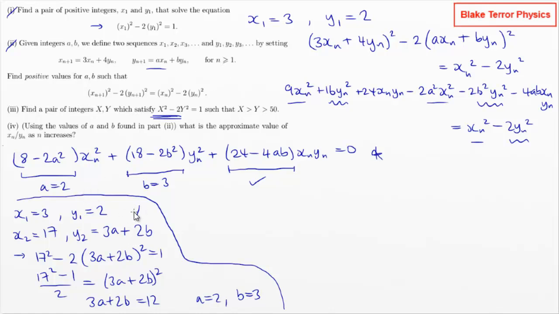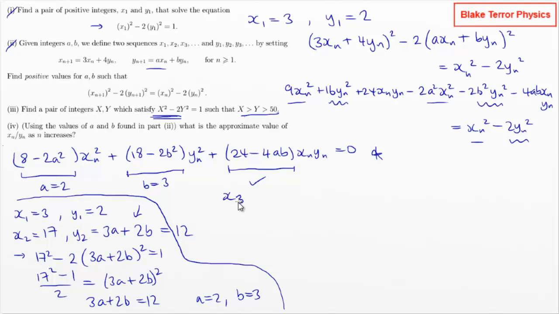So what would this term have been here? We've got 3, so that's 6 plus 9? No, 6 plus 6. I'm getting my 2's and 3's mixed up here. Yeah, 3a is 6, 2b is 6. So y2 is equal to 12. So 17 and 12 also work then. But that's not in this range. So let's just keep going until we hit something in that range.